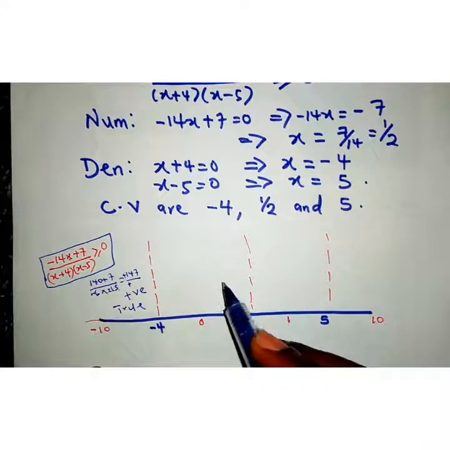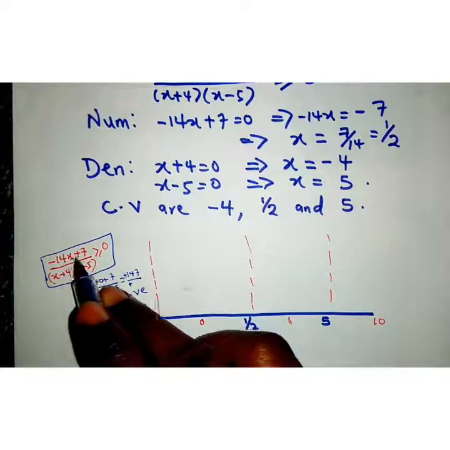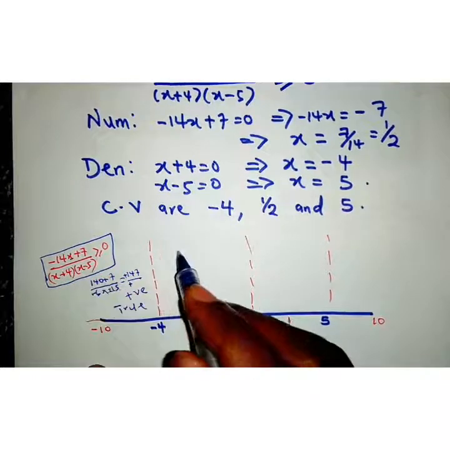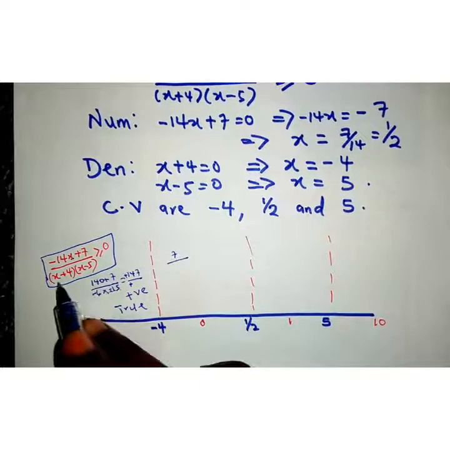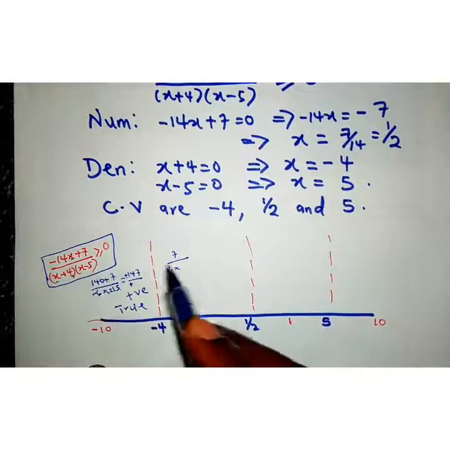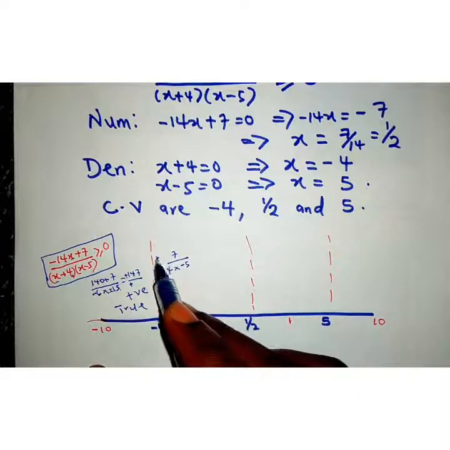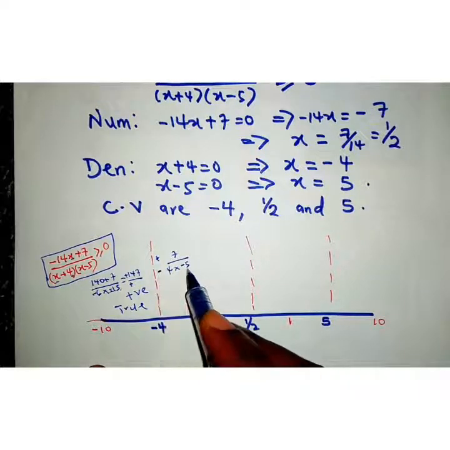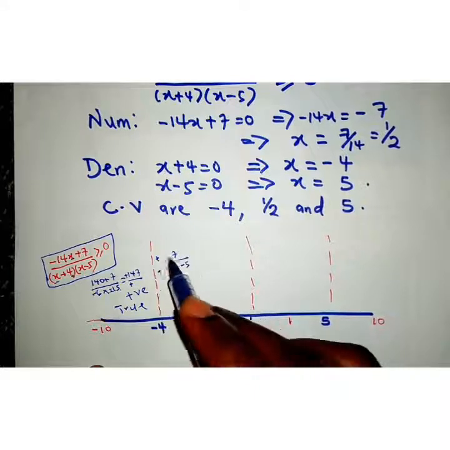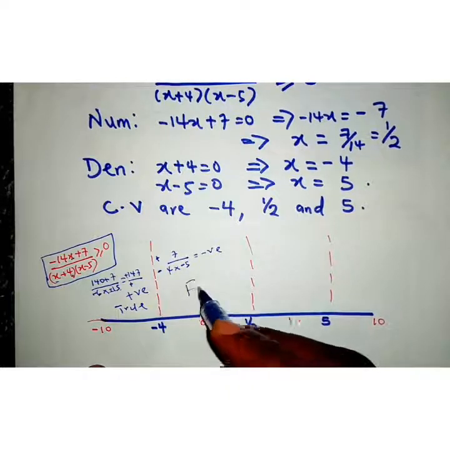And then for the second interval, we test the number 0. So we have minus 14 times 0 gives us 0, plus 7 over 0 plus 4 gives us 4, times 0 minus 5 gives us minus 5. So we have a positive value up and a negative value down, which gives us negative. Plus divided by minus is minus. So we have a negative value here, which is false.